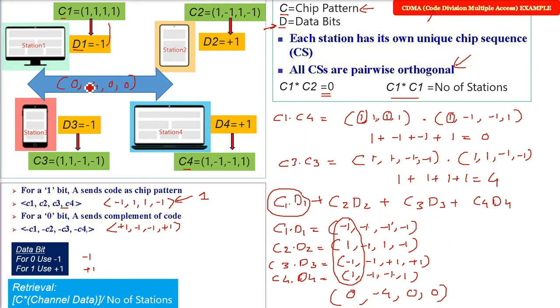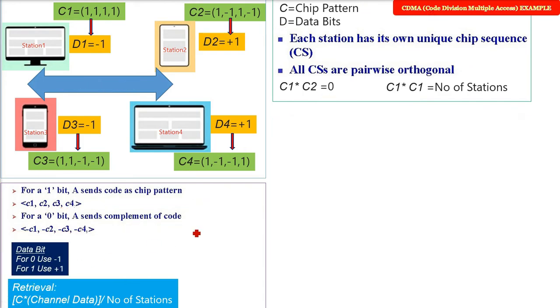Okay, now the sending is done. What about retrieval? The receiver has to have the code already known to itself in advance. We will multiply the code with the channel data and divide it by the number of stations. You will get the bit that was sent. Let us start. 0, -4, 0, 0 was there. Now let us say receiver 1 wants to know what station 1 has sent.